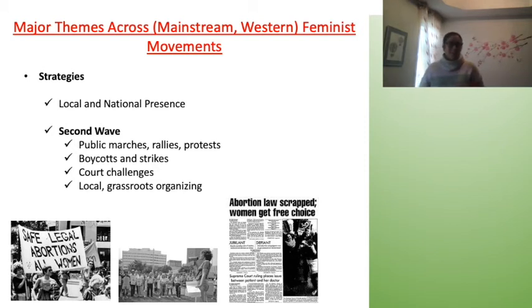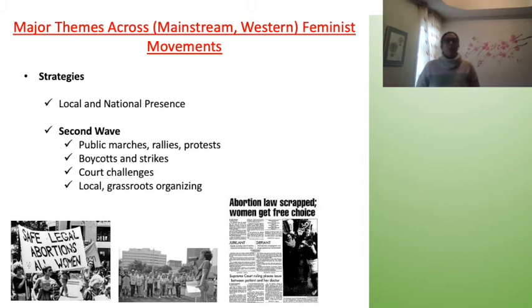Things like abortion, right? Roe v. Wade or the Morgentaler case in Canada. One strategy that was used and was successful in the case of decriminalizing abortion was using the Supreme Court as a way to challenge the constitutionality of laws that prohibited abortion. So this was an important strategy for the second wave as well.